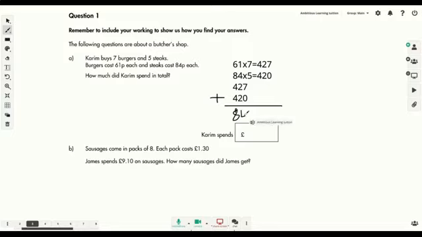It's 847. Why did we do that? Because they're asking how much they spend. They're not asking the difference between both of them. So that's your answer for the first one. We found the cost of 7 burgers and 5 steaks. Each burger costs 61p. Just multiply 61 by 7 and then multiply 84 by 5 and then add both of them.